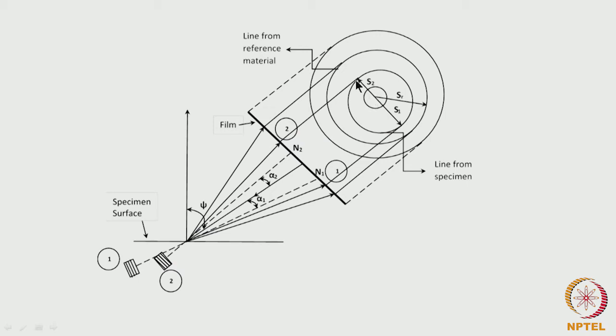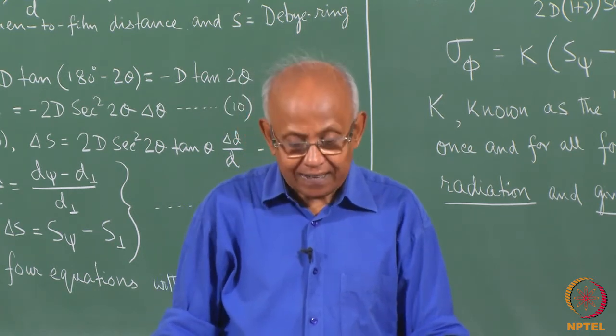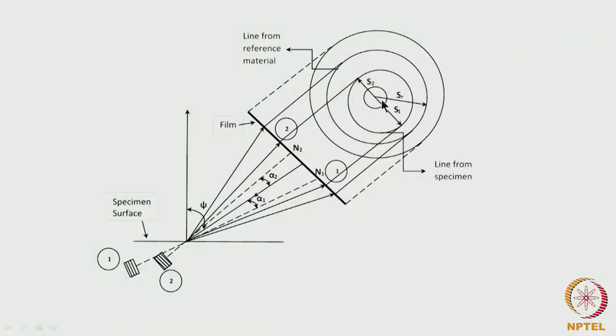Normally when we want to measure the Debye ring radius, we measure it from S1, because from this side the value of S is more susceptible to strain. So, this is much more sensitive to stress or strain, and that is the reason why we always measure the Debye ring from the specimen from S1. So, this is what we do.